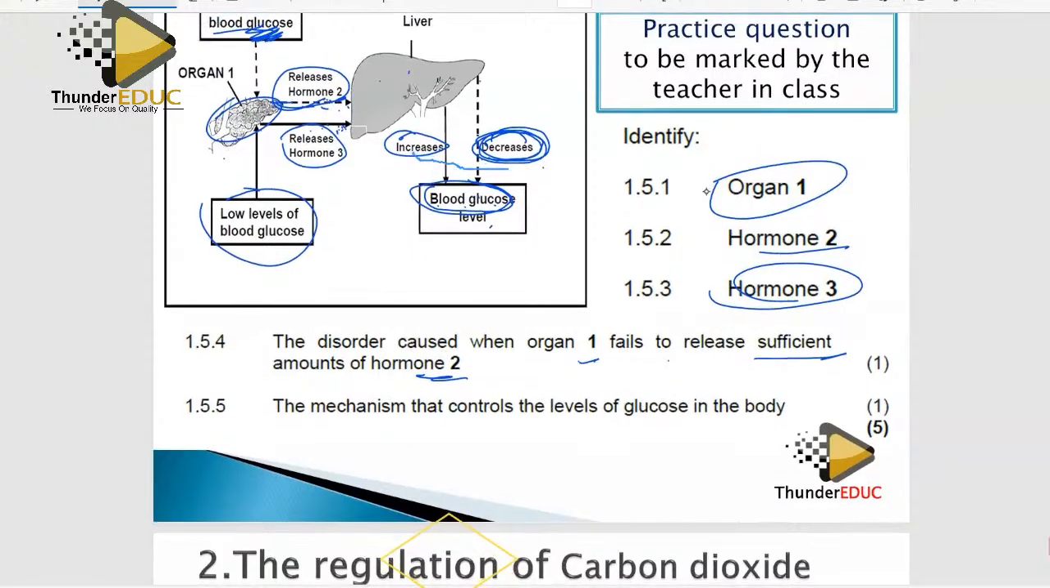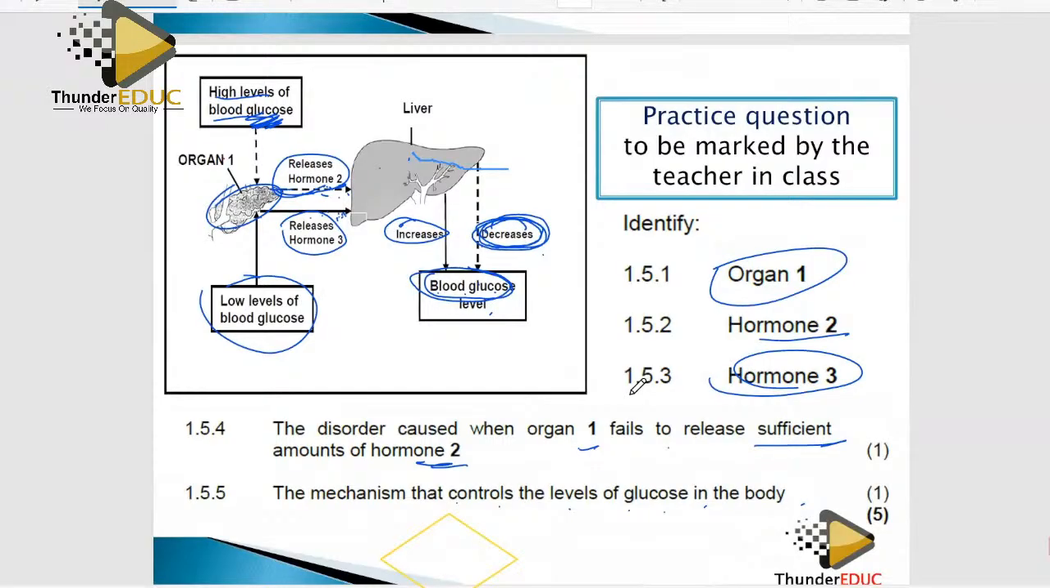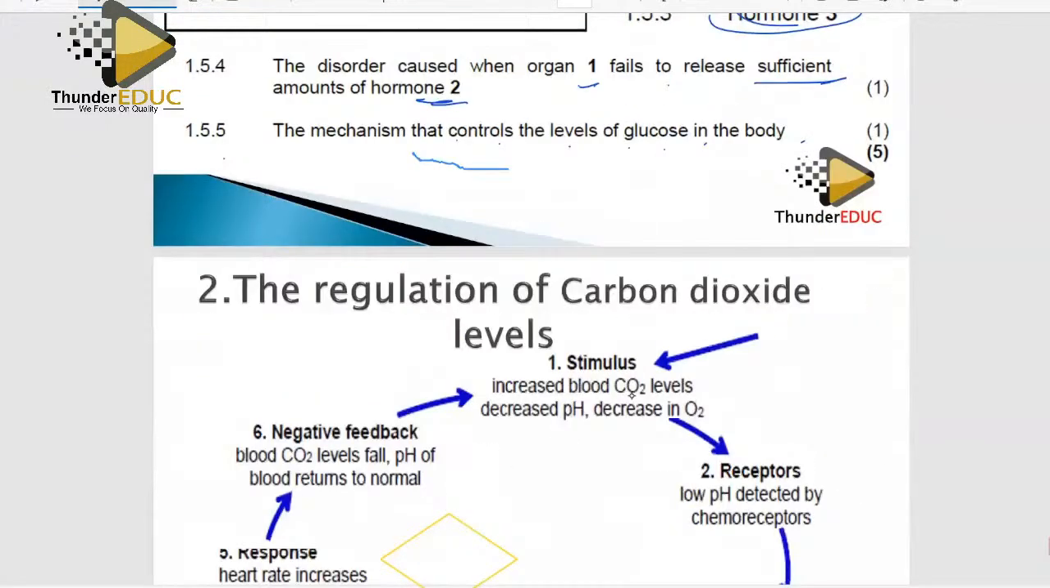And they are asking about the mechanism that controls the level of glucose in the body. Negative feedback mechanism. Correct, it's the negative feedback mechanism. Someone was saying pancreas. I was talking about the organ. Organ 1, yes, organ 1 is the pancreas. Thank you so much.